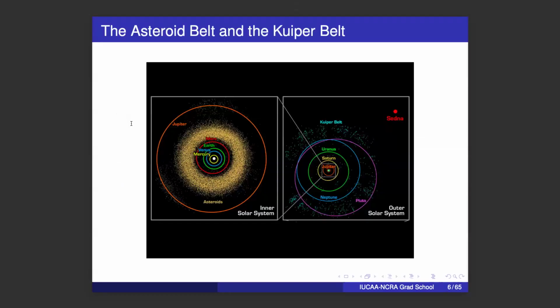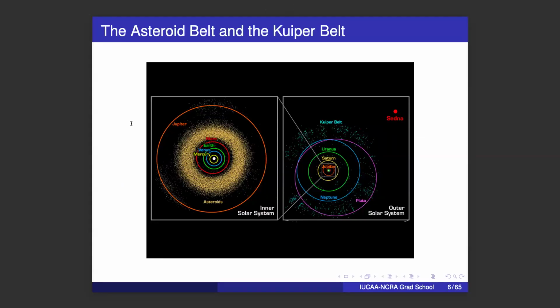So there are analogies to the asteroid belt and the Kuiper belt. Okay, so the asteroid belt is between the orbits of Mars and Jupiter, whereas the Kuiper belt is outside the orbit of Neptune.